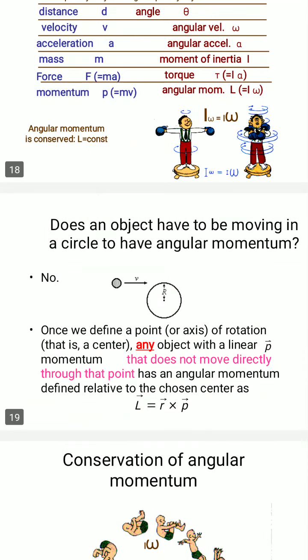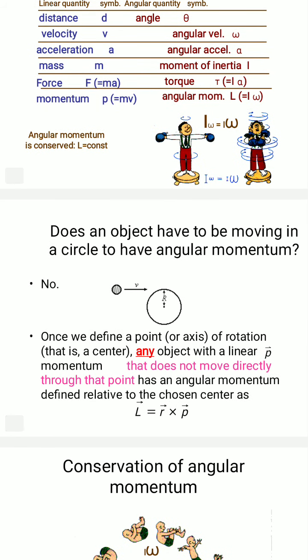Okay. Now next one: does an object have to be moving in a circle to have angular momentum? Is it really necessary to have circular motion to get angular momentum? That is what we are going to check. So let's see the picture. The answer is no. Why?